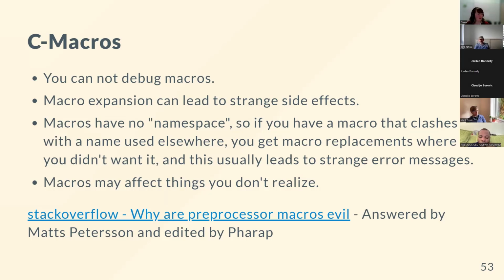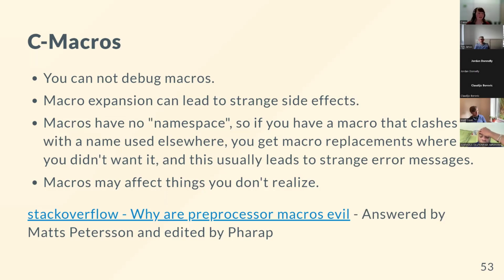Macros have no namespace, so if you have a macro that clashes with a name used elsewhere, you get macro replacements where you didn't want it, and this usually leads to strange error messages. Again, we've talked about this; it's partially solved with variables, but not for functions. You can still get name clashes. So you want to be very choosy if you're generating a function, to make sure that you're not going to clash with a function on the call site.